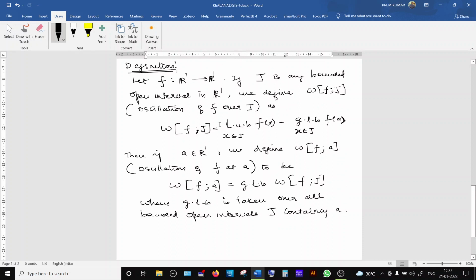So now you can see that the oscillation of f over J is non-negative, that is greater than or equal to 0, because the LUB is always greater than or equal to the GLB. So if you take the difference between LUB and GLB, it must be a non-negative quantity. Similarly, here we take the GLB of all non-negative terms, so this must also be non-negative.